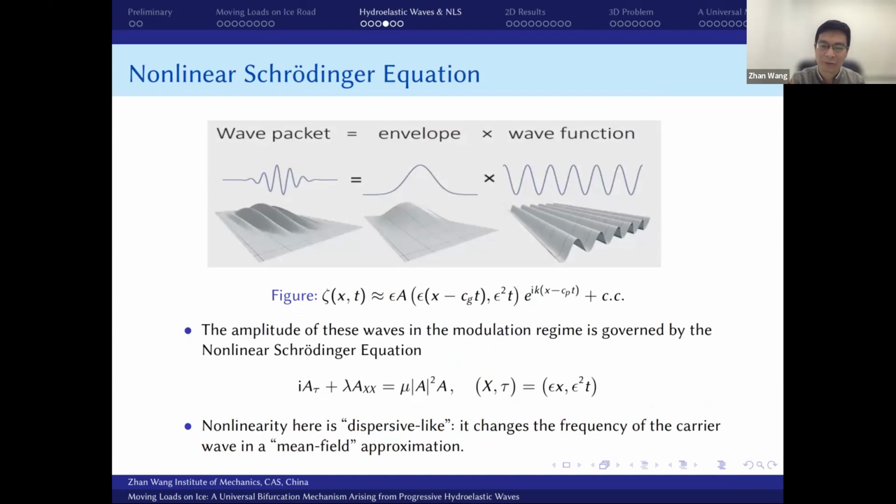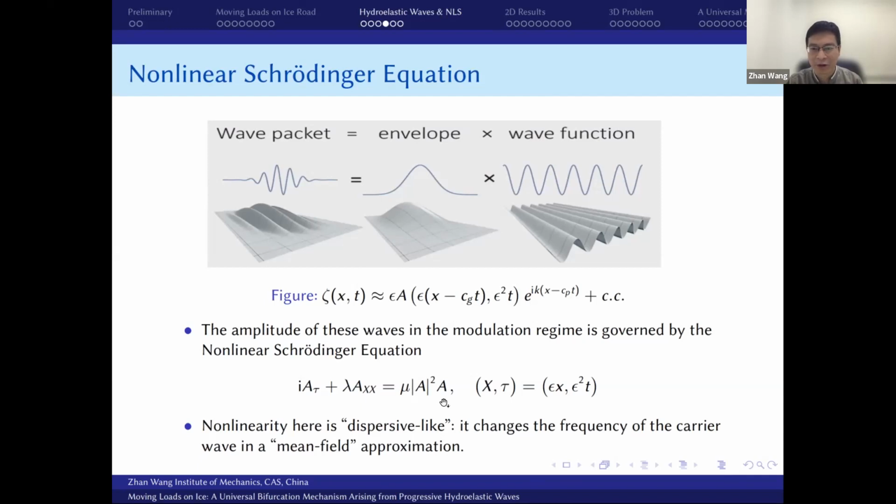Then we take, motivated by the results in the linear theory, the solution looks like a carrier wave multiplied by an envelope, a very long envelope. So we take a sinusoidal wave and multiply by a slowly varying small amplitude envelope. Then you substitute the ansatz into the hydroelastic wave problem that you're going to solve, and you can expand about the small parameter epsilon.